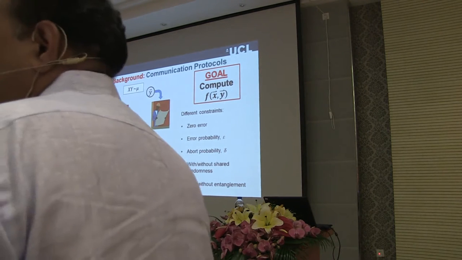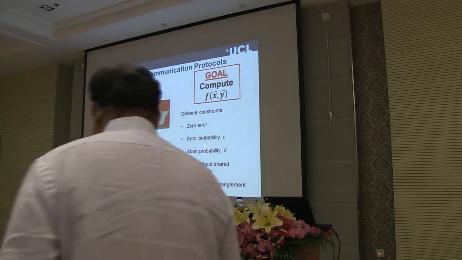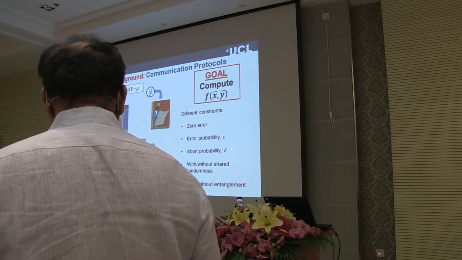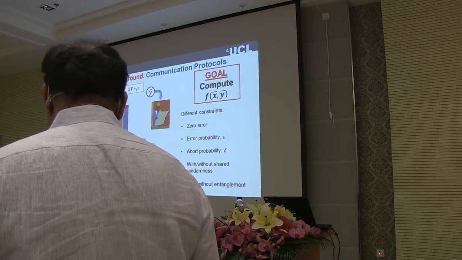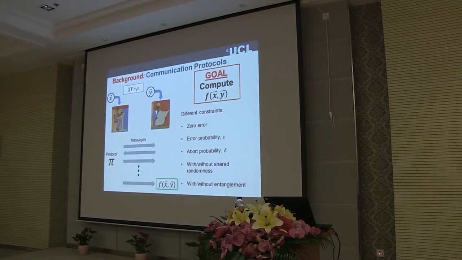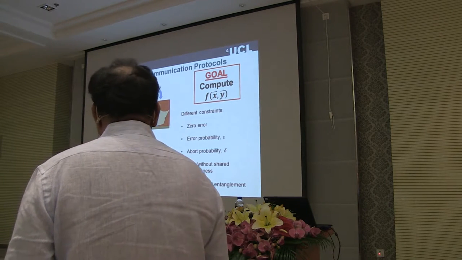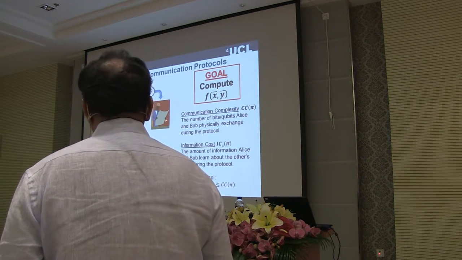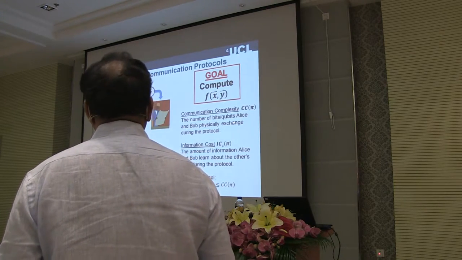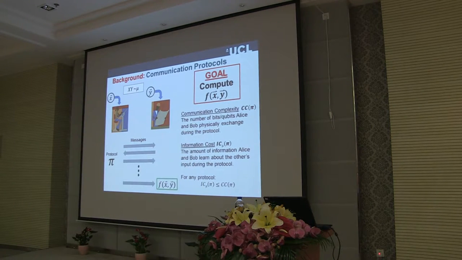Now we have tons of models, error models, and various other kinds of models. There is zero error, two-sided error, one-sided error, this abort probability model. You can have shared randomness with or without it, and you can also have entanglement with or without it. You can consider these models. Now, communication complexity. What's communication complexity? It is the number of bits, or qubits in the case of quantum protocols, that they exchange during the protocol to solve this task.